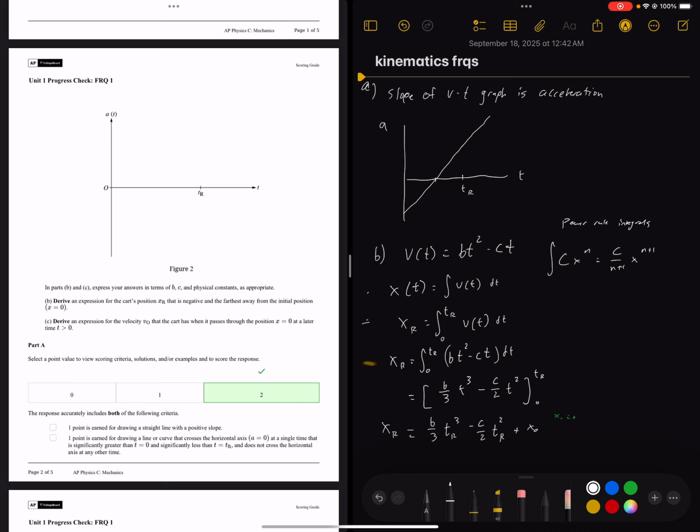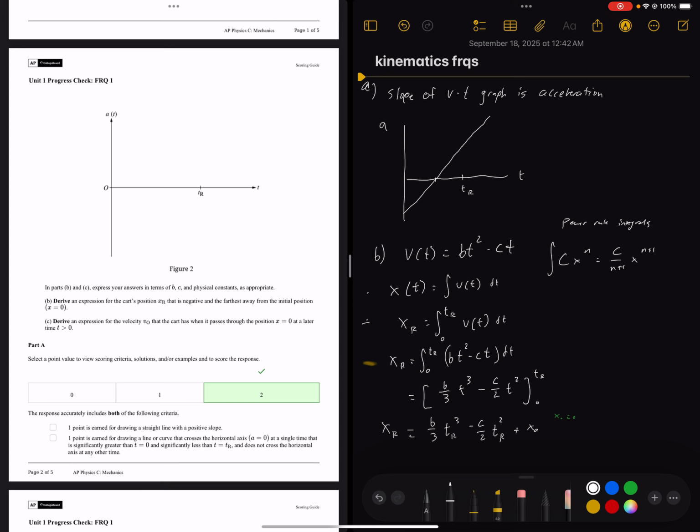Now let's actually do it for this function. I have bt squared minus ct. I'm going to evaluate it one term at a time. Here I have bt squared. That's going to come out to b over 3 times t cubed. And then I have the minus ct here.